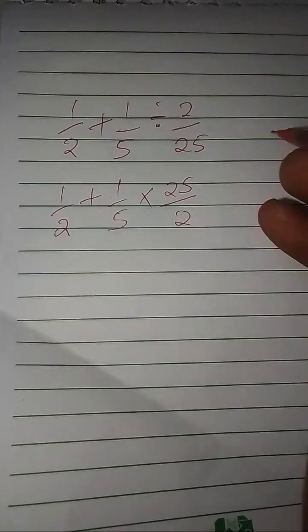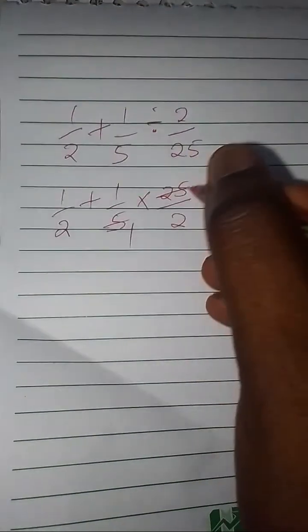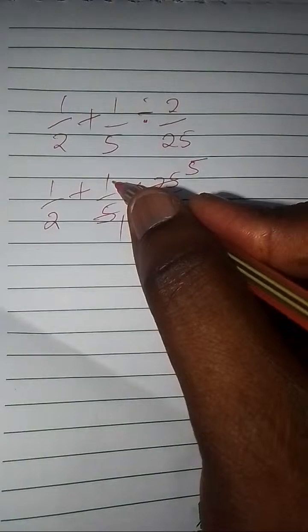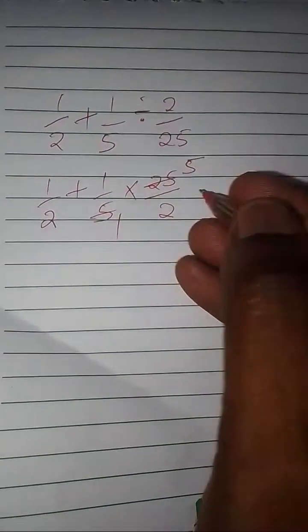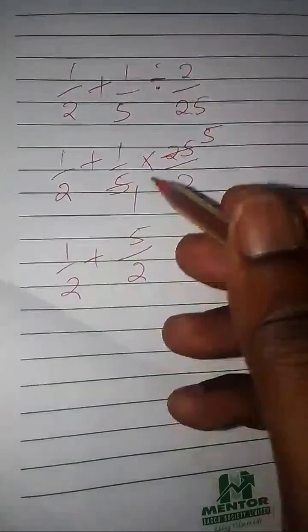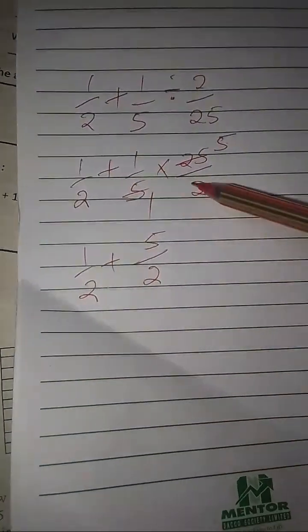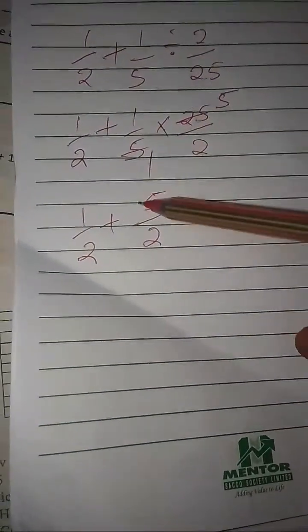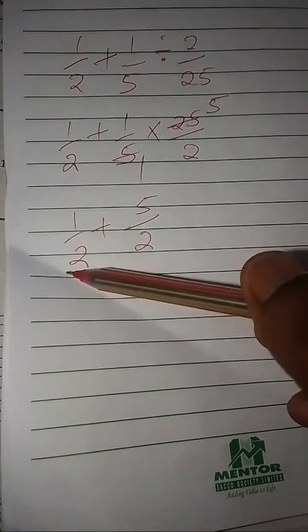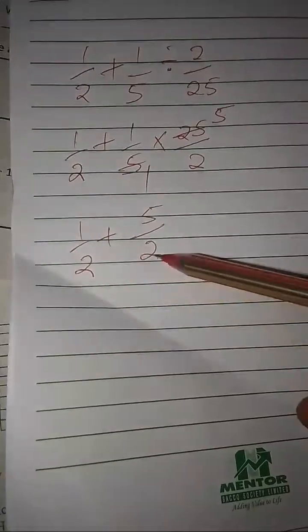Now let's simplify. 5 here once, 5 goes into 25, 5 times. Now we shall have 1 multiplied by 5, and the answer is 5 over 2. Then we shall have plus a half, because now we are done with multiplication. We now move to the addition. So a half plus 5 over 2. How do we go about this?